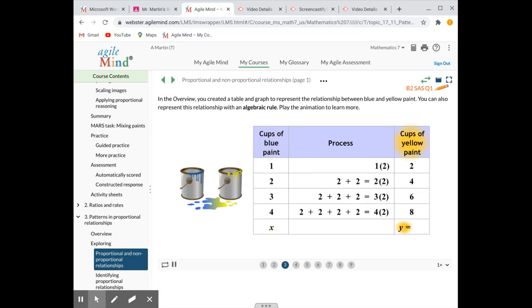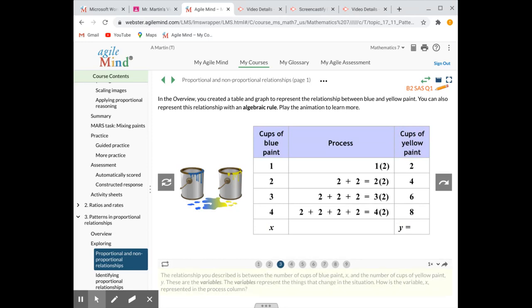So when we talked about writing a rule, they're saying that the cups of blue paint is X and the cups of yellow paint is Y. So read what that says down there for us, please, Lainey. Relationship you describe between the number of cups of blue paint, X, and the number of cups of yellow paint, Y. These are the variables. The variables represent the things that change in the situation. How is the variable X represented in the process called?